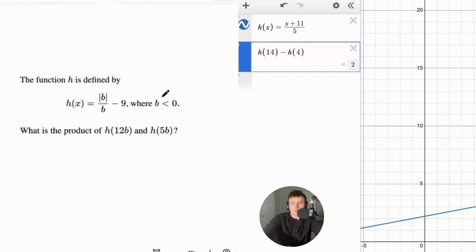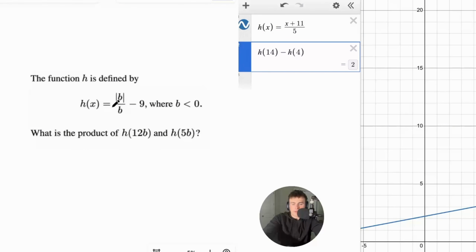Here's an actual, like, hard one. It says h of x equals absolute value of b over b minus 9, where b is less than 0. This is a condition here. Whenever you see a condition, you have to fulfill it. If it says b is less than 0 and you put b is 30, you get it wrong, right? You do not want to do that. I've seen many people get this question wrong just because they define b as a positive number. It has to be negative.